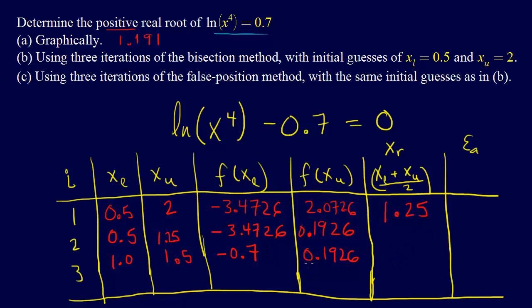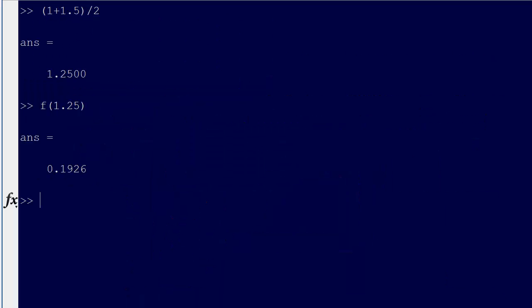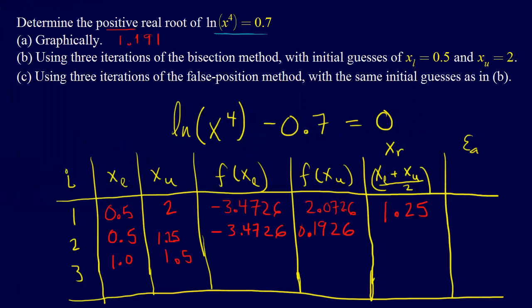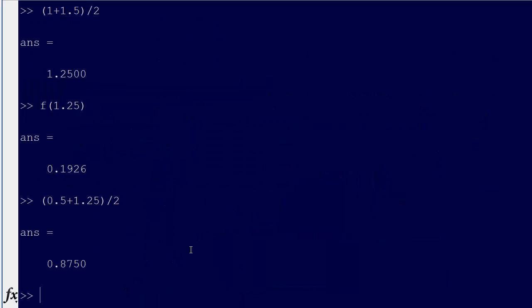Alright, let's hold everything and figure out what the average of 0.5 and 1.25 is. So 0.5 plus 1.25 over 2. Okay, 0.875. So that is our guess, 0.875. That's the average of these two. That's looking a little better. We sort of got lucky that we were still bracketing the root there actually.